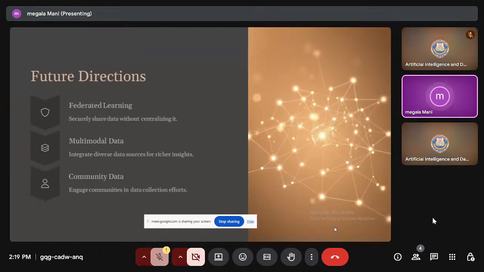And for future directions, we are focused on federated learning, multimodal data and community data. Here you can focus on how to securely share data without centralizing it. So that is federated learning. We integrate diverse data sources for richer insights, which is multimodal data, and engage communities in data collection efforts. That is community data.